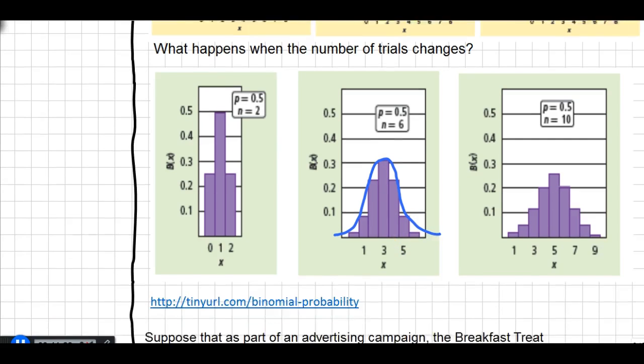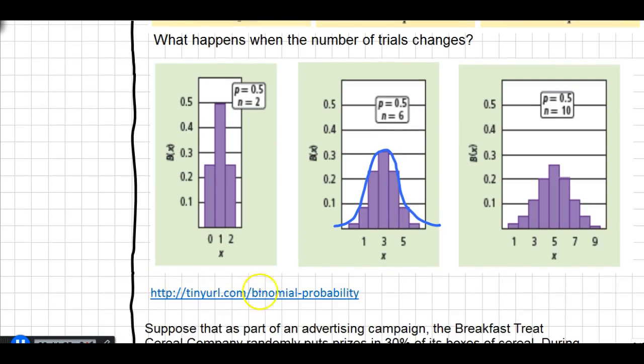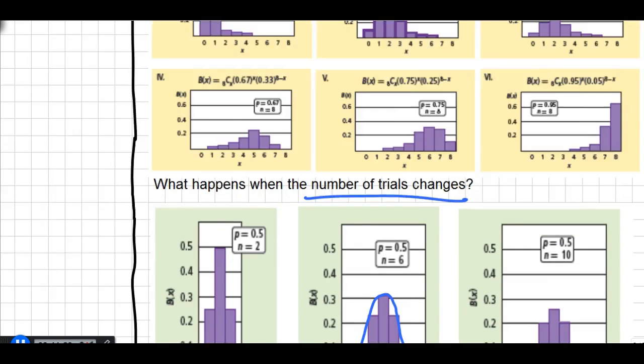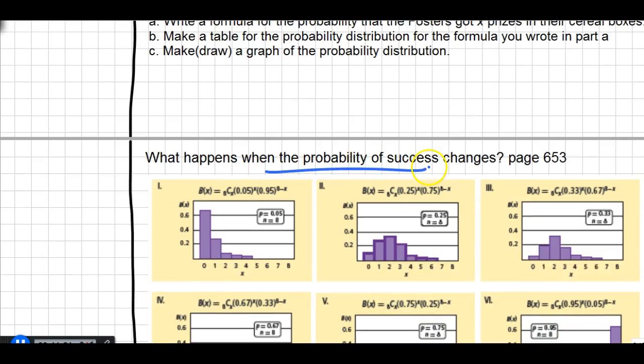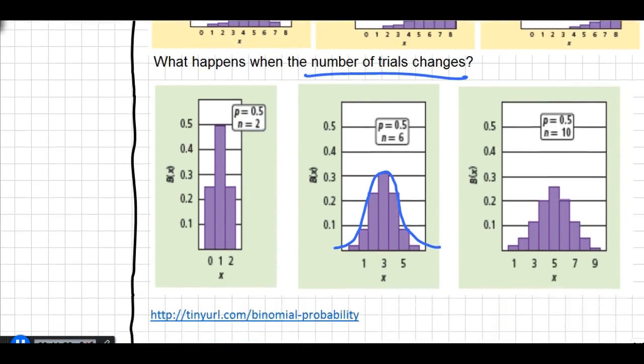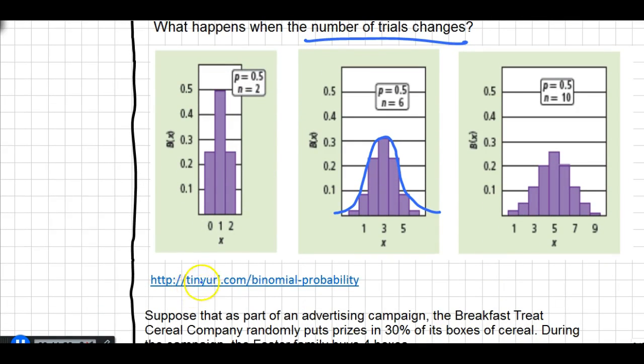I did find an animation of the two topics that we just talked about, as the number of trials changes and as the probability of success changes. They actually have the graphs with sliders, so you can see what's happening to the graph as you change those. So check out the link here. It's also posted for you on Moodle. It's a really nice visual of the graphs that we just looked at.